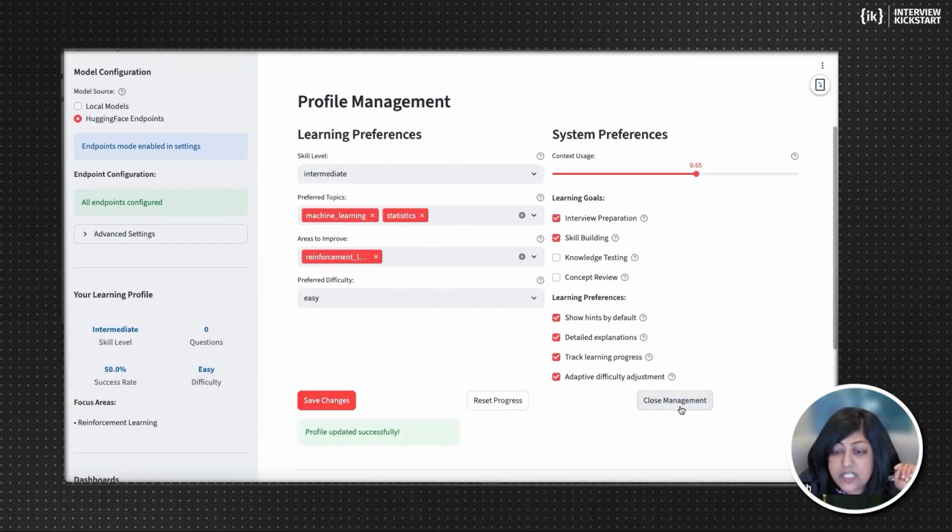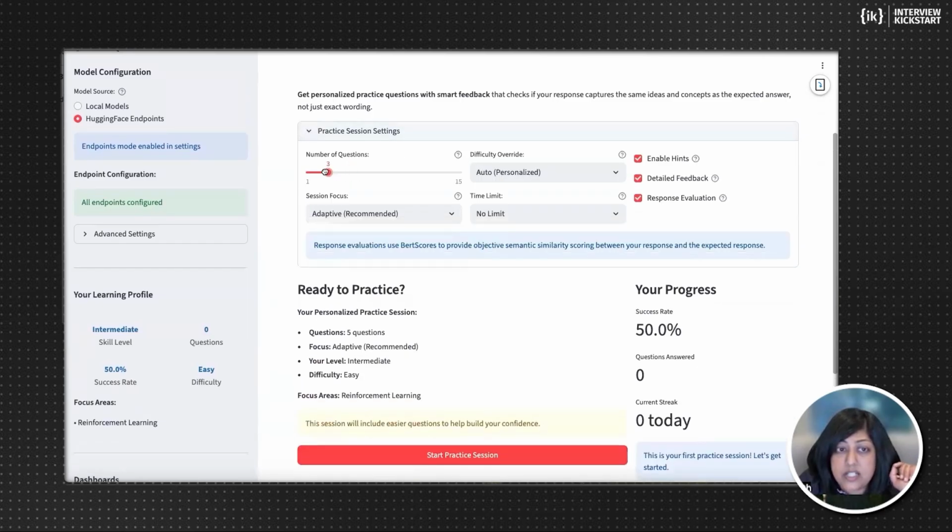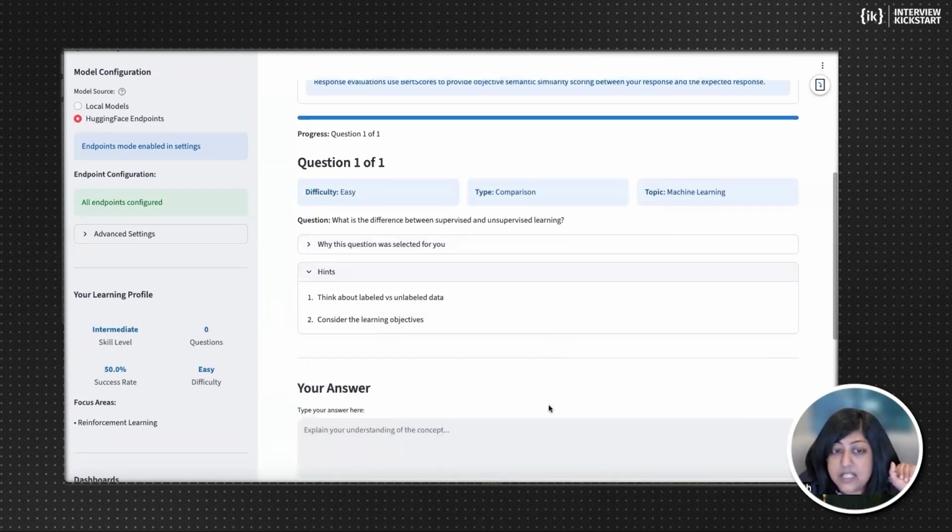I'm going to close this. In the practice session, I don't want too many questions, so I'm going to perhaps do one question for the practice session. And this is generating the practice. So, what is the difference between supervised and unsupervised learning? When the questions are generated, it's a mix between the areas that I've already mastered and the areas that I want to improve or work against, my weak areas, my growth areas. It's a mix of it in the practice session.